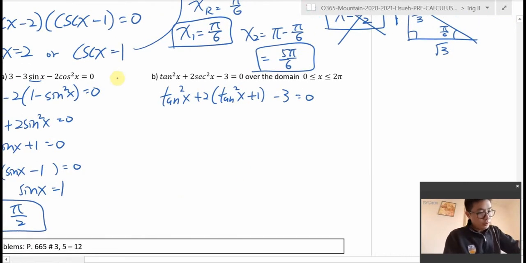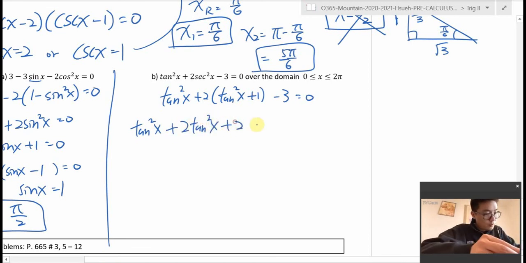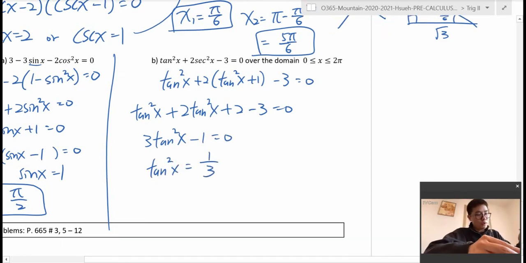Okay, part B. Continue from here. You just need to expand, so you should get tangent squared x plus 2 tangent squared x plus 2 minus 3 equals 0. So you should get 3 tangent squared x minus 1 equals 0. Solve for tangent squared, you should get 1 over 3. Now you can square root both sides, then you get tangent x equal to plus or minus square root of 1 over 3.